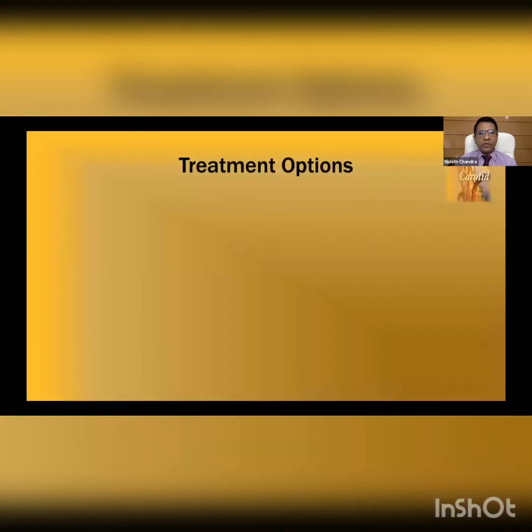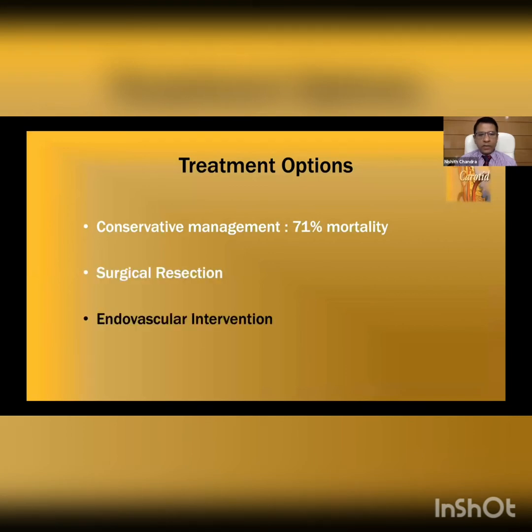So what could be the treatment options? Conservative management, but it is fraught with a lot of morbidity and mortality. Surgical resection, this has been the gold standard. So we discussed with our heart team and the preference of the patient. The preference of the patient was for endovascular intervention. That's why he contacted us.